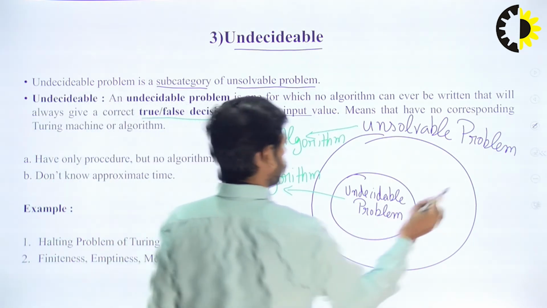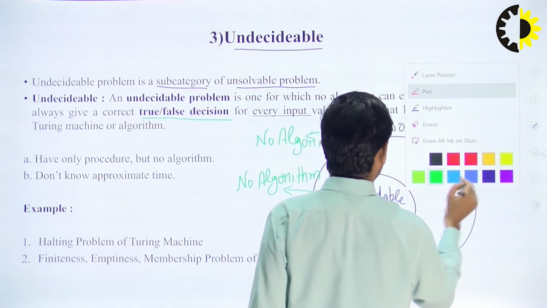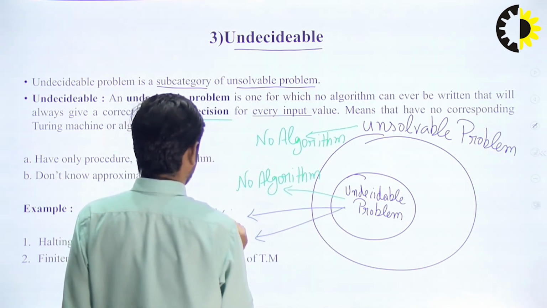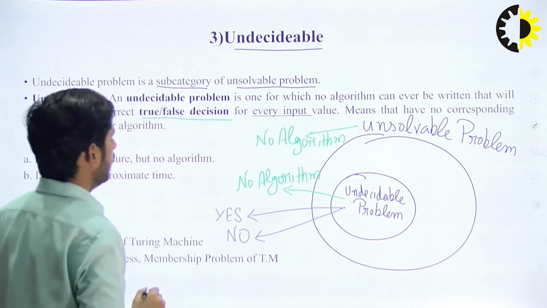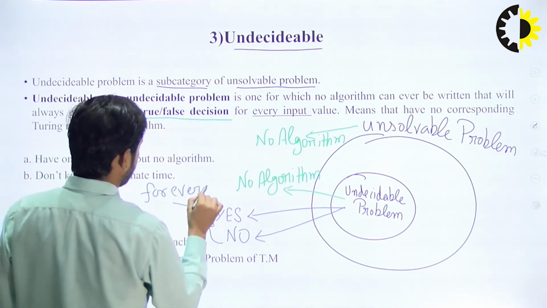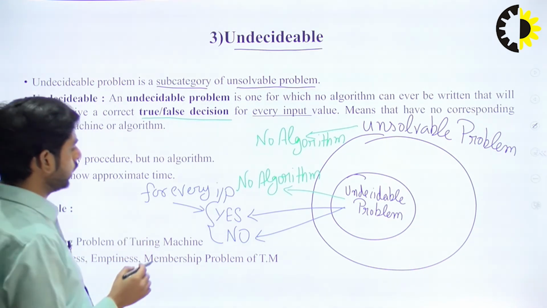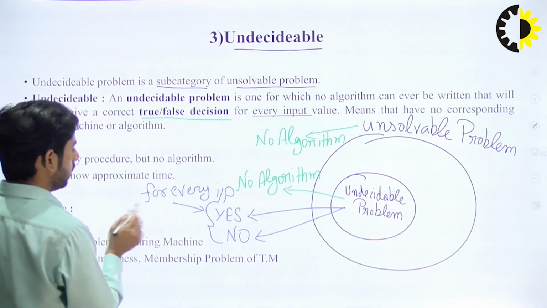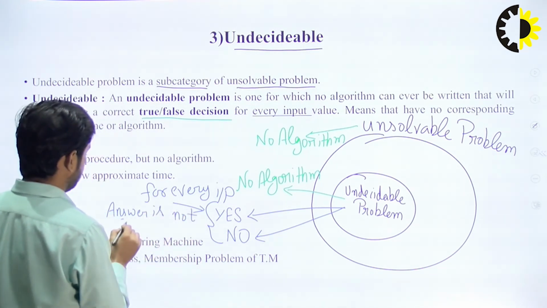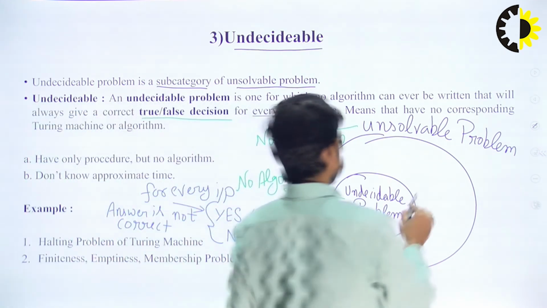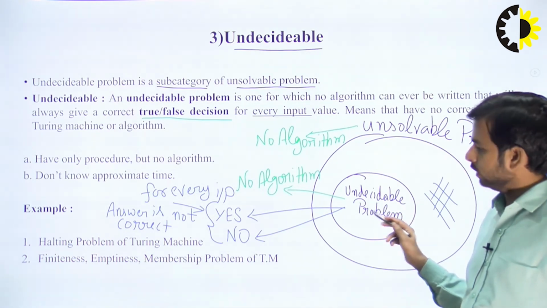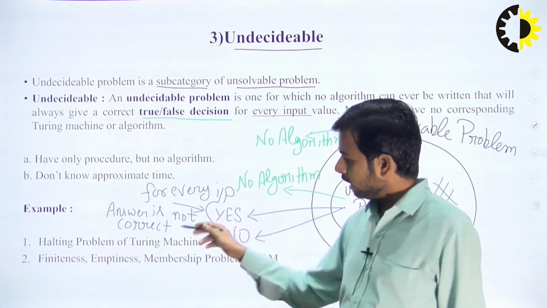Unsolvable or undecidable problems are those that give the answer in terms of yes or no. Either they give yes or no, but for every input, the answer will not be correct. These problems require the answer in terms of yes or no, but for every input the answer is not correct.